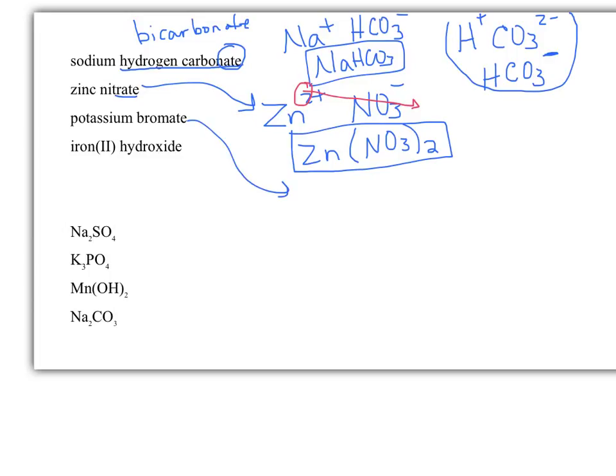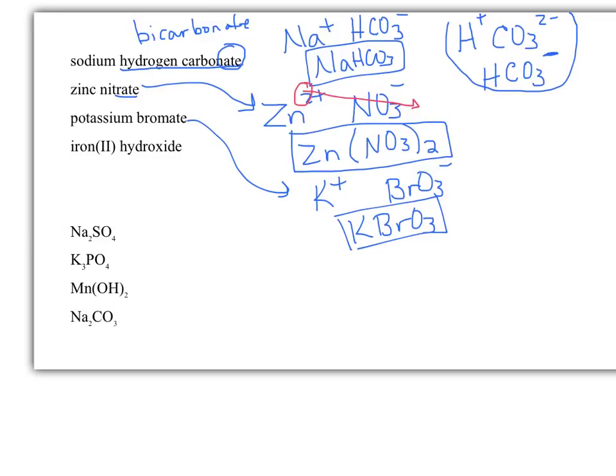Potassium bromate. Potassium, first column on the periodic table, plus bromate, BrO3 negative. Again, 1-to-1 ratio. Okay, KBrO3 would be my formula.